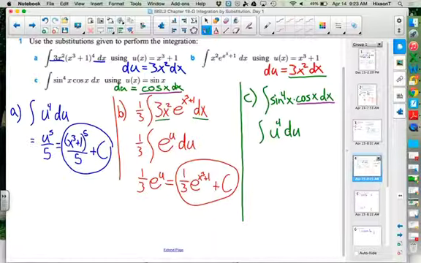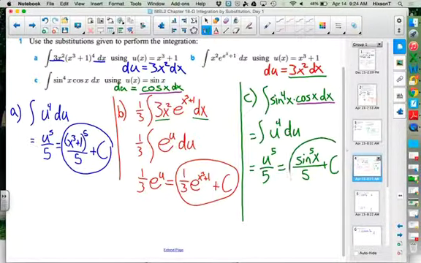So there shouldn't be x's still in here after you do your u substitution. Okay? So, as we've seen before, u to the fourth integrated is u to the fifth over 5. So, u is sine of x, so sine to the fifth of x over 5 plus c. And there you have it.